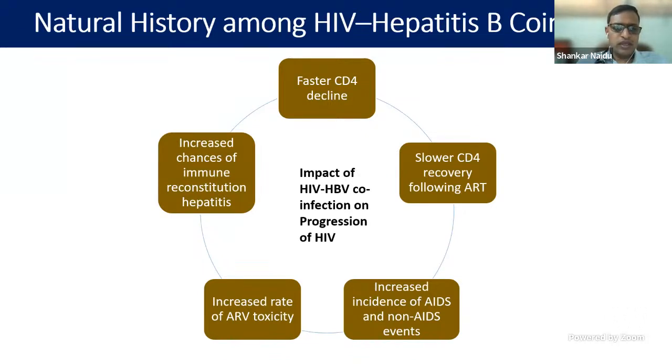So in this diagram, we can see the effect of hepatitis B on HIV progression. As we can see, as it was highlighted here, there would be a faster decline of CD4 count and also a slower recovery of CD4 count once we start the patients on ART. And these patients can also have an increased chance of developing immune reconstitution syndrome, presenting as hepatic flare. And also the co-infected patients have been documented to have higher rates of ARV toxicity and also increased incidence of AIDS and non-AIDS related events among these patients.